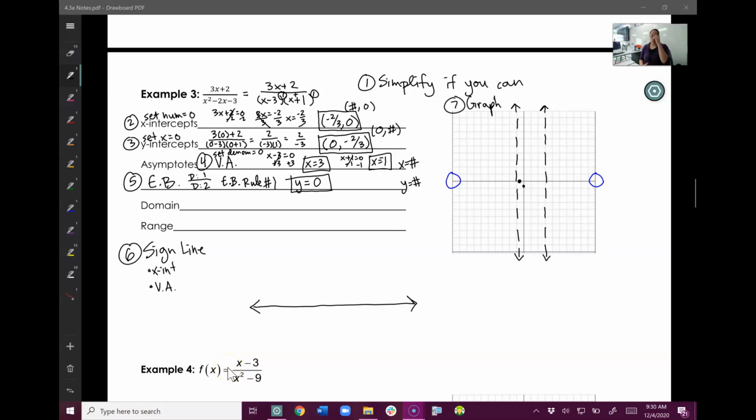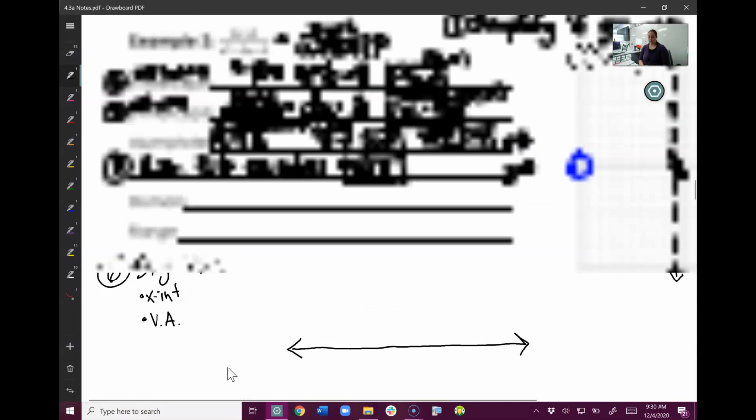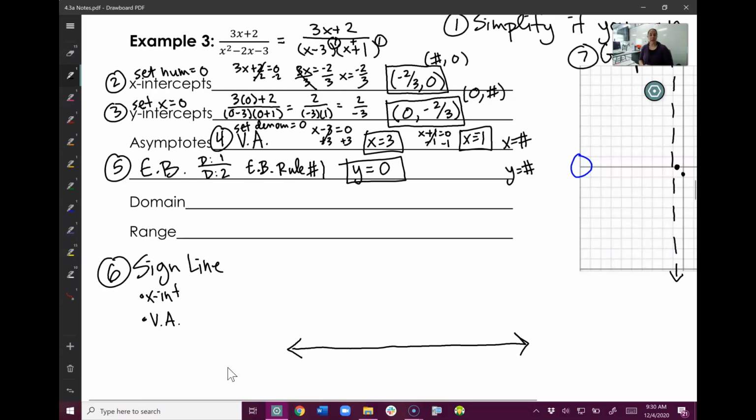Last example where we're graphing rational functions, doing the last two steps. For this example, I want you to try the sign line part on your own. Remember, x-intercepts and vertical asymptotes are what go on our sign line. I want you to pause the video, put those sections in, try to fill them in with the correct signs, and see if you can get the sign line correct.